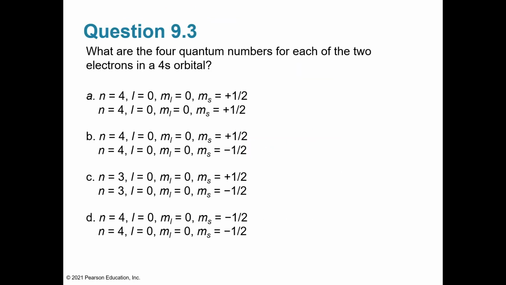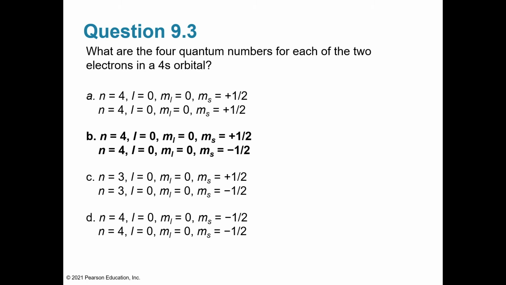Let's test for understanding. So here we have 4 choices. We need to know what the 4 quantum numbers are for each of the 2 electrons found in a 4s orbital. So pause the video, look through all the choices very carefully, and then press play when you're ready for the answer.